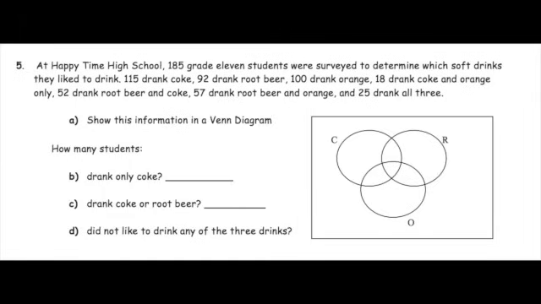At Happy Time High School, 185 grade 11 students were surveyed to determine which soft drinks they like to drink. 115 drank Coke, 92 drank root beer, 100 drank orange, 18 drank Coke and orange only, 52 drank root beer and Coke, 57 drank root beer and orange, and 25 drank all three. Now answer the following questions.